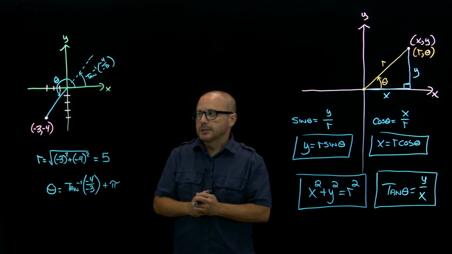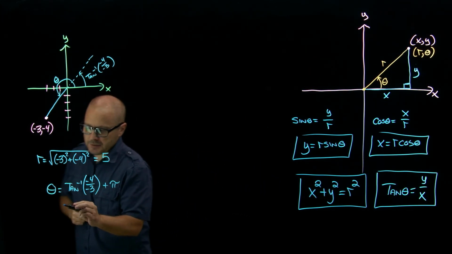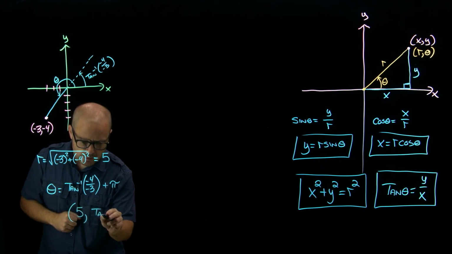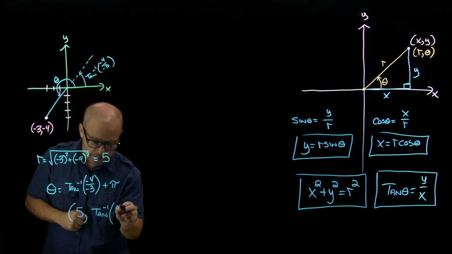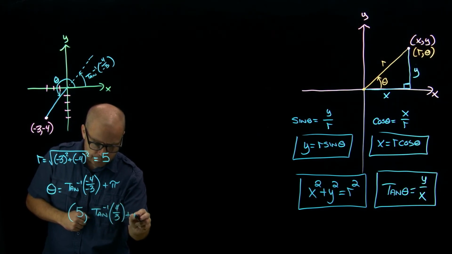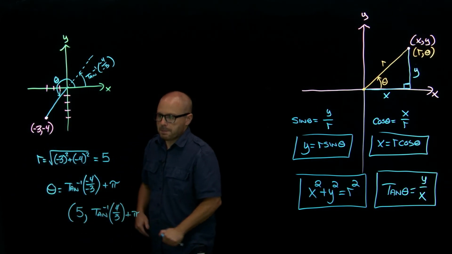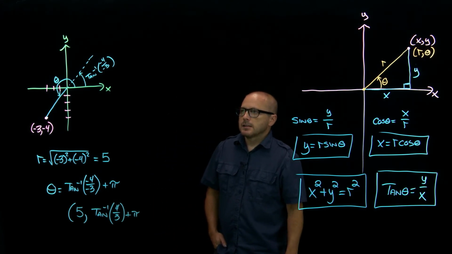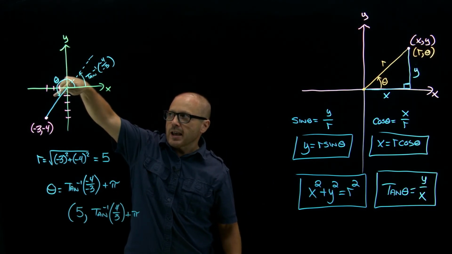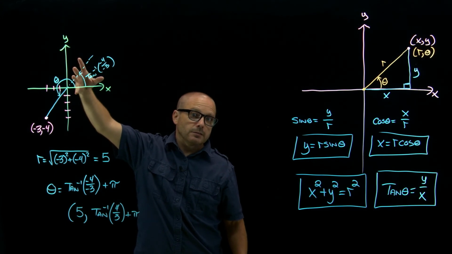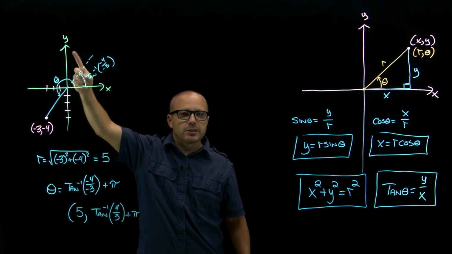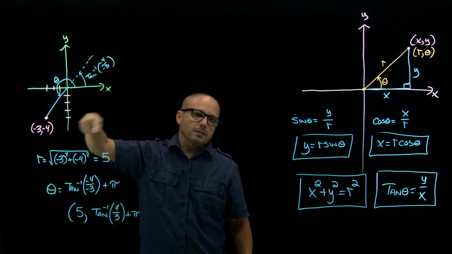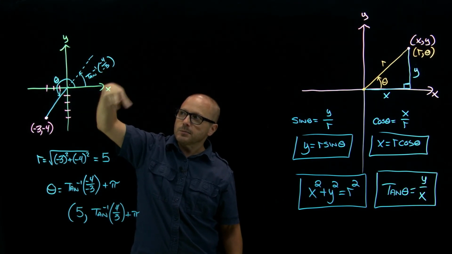There's one possibility. So we could label this point as (5, tan inverse of 4/3 plus pi. Now, I intentionally did not finish off those parentheses. We know that you could keep measuring angles by going around and around, right? So you could keep going in the positive direction, add another 2 pi to this, and you'll be back here, right? Add another 2 pi, you'll be back here. Add another 2 pi, or subtract 2 pi.